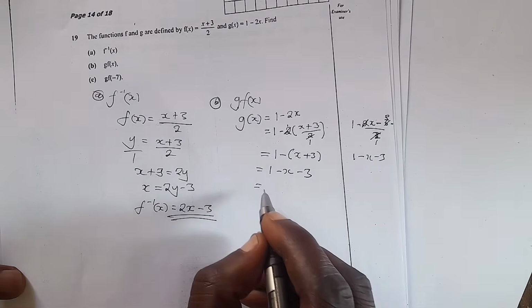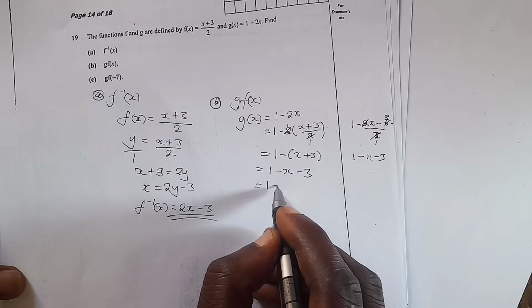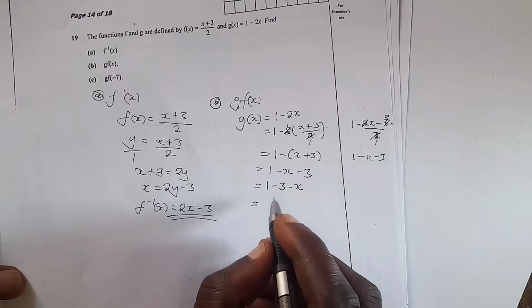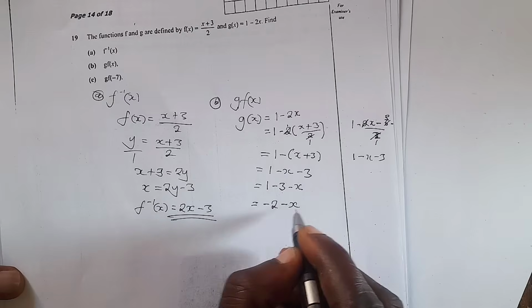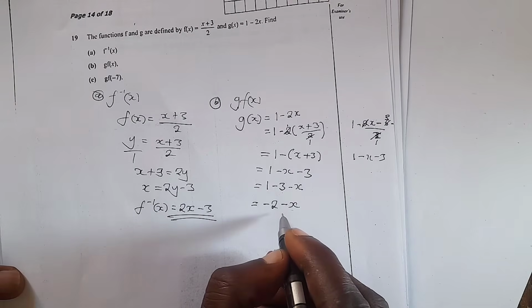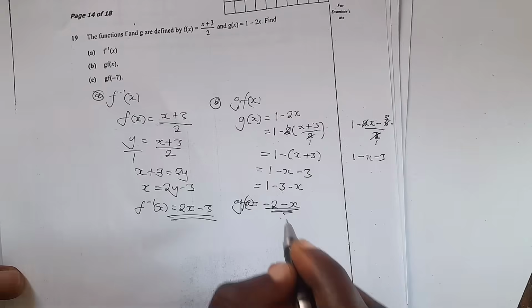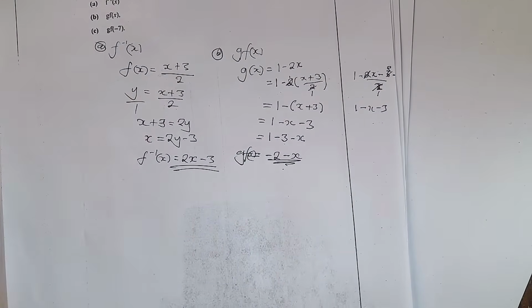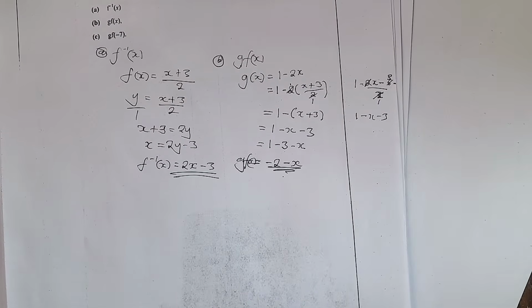So we have like terms here. We have 1. This will come here as minus 3 minus x. 1 minus 3 is negative 2, so negative 2 minus x. So we can simplify here. So this is the answer. gf of x is negative 2 minus x. Now, the final question is saying find gf of negative 7.